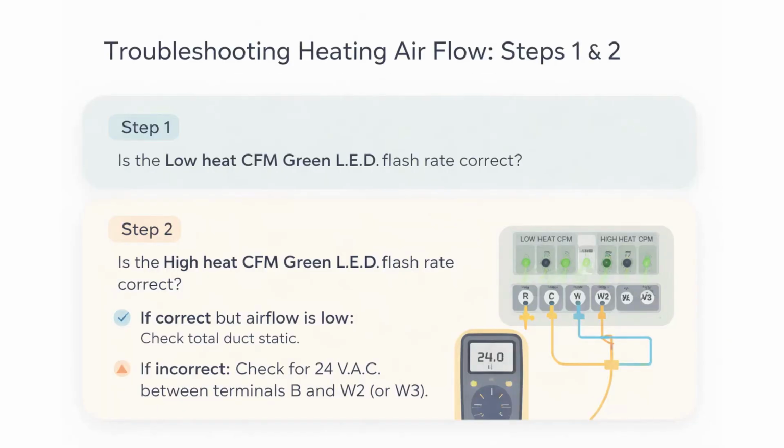When troubleshooting heating airflow issues, start by checking the green CFM flash rate for both low and high heat. If the flash rate is correct, but the motor is cutting off or the airflow feels low, the issue might be high total duct static pressure causing the motor to throttle back. If the flash rate is incorrect, your next step is to grab your multimeter and check for 24 volts AC between the B terminal and W2 or W3 on the low voltage motor control board.